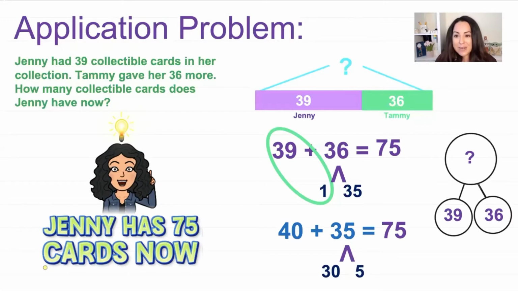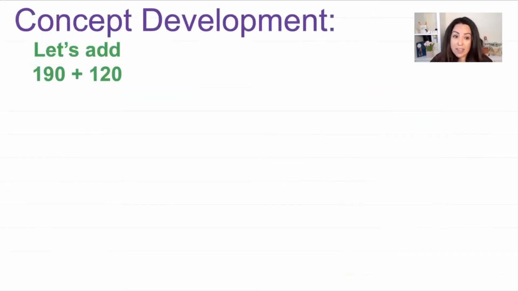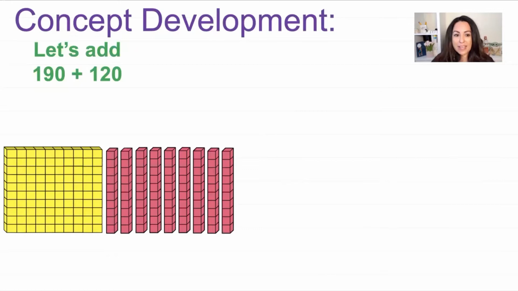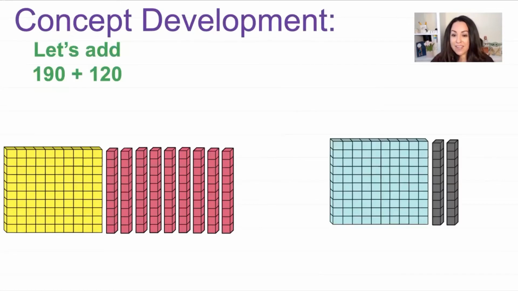All right, now that our brains are warmed up, we're ready to get started. So let's move on to our concept today. To start our concept, let's add 190 plus 120. I'm going to do this with some base 10 blocks. So let me lay them out for you. I have 190 and then I have 120 on the other side.